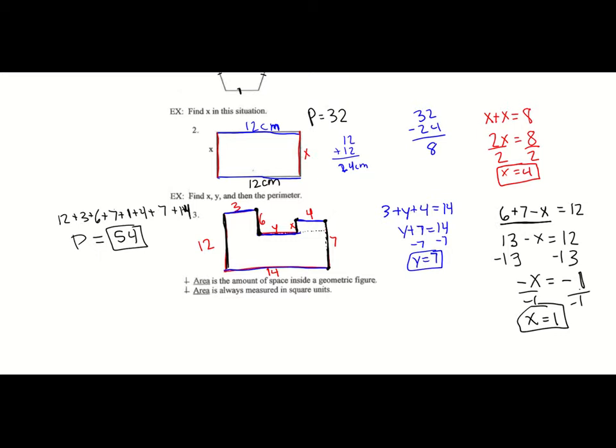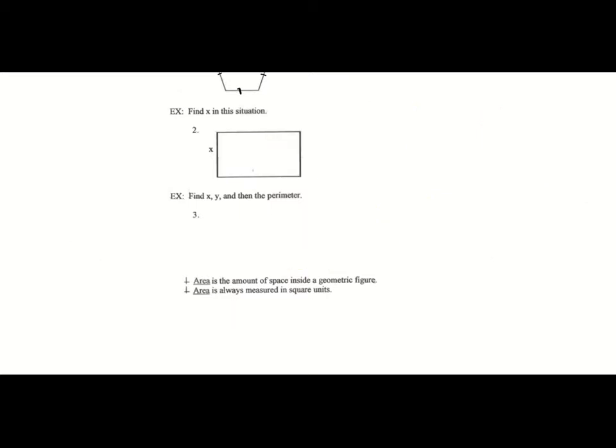Okay, so the difference between perimeter and area is that area is the amount of space inside of a geometric figure. Perimeter is always in some unit, but area is going to be in square units. So if we had centimeters, the area would be centimeters squared. Okay, so let's look at some more area examples. You should all remember that the area of a rectangle is length times width. You have been using that formula for a long time now.